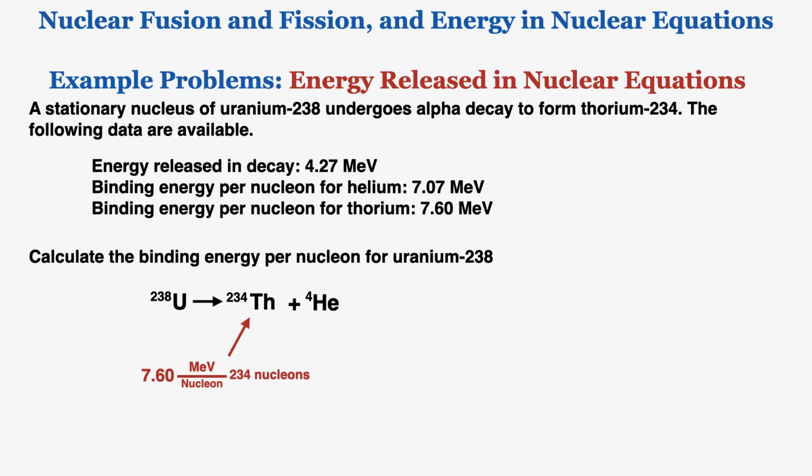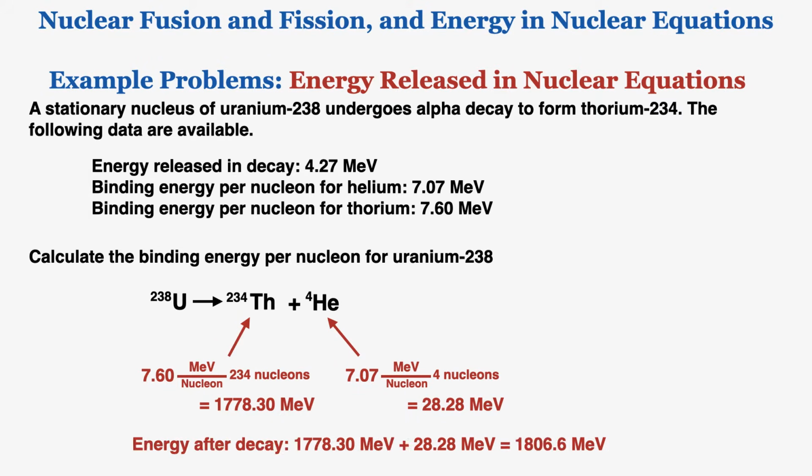Starting with thorium, I know that the binding energy per nucleon is 7.6, so I multiply that by 234 nucleons. And for helium, I know that it's 7.07 mega electron volts, and I multiply that by 4 nucleons. So these are the numbers that I get for the binding energy of each particle. So that means that the total energy after the decay is 1,806.6 mega electron volts.